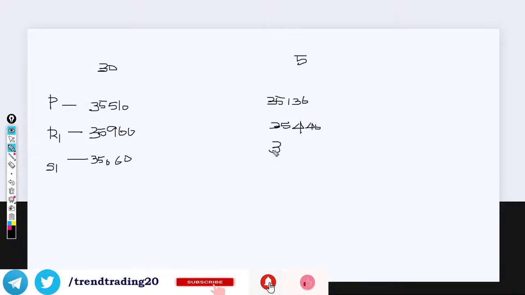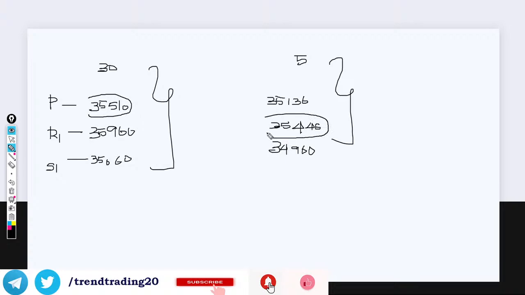S1 is 34,960. Now you need to check on 5 minute and on 30 minute which is the closest value matching each other. You need to check those levels and mark that level down precisely, that entire range. If you look at 35,510 and 35,446, these are the two levels which are matching as close as possible, because 35,510 to 35,446 is just a 50 points difference. That is the closest level.